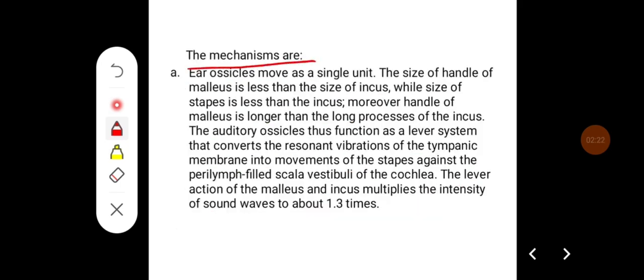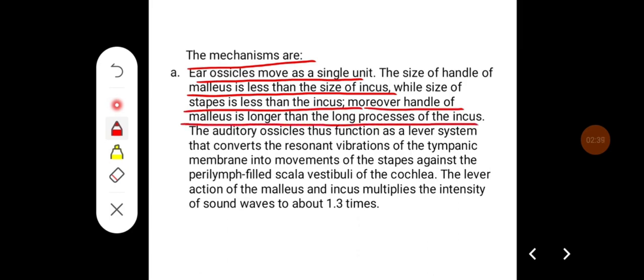The mechanisms are: the ear ossicles move as a single unit. The size of handle of malleus is less than that of the size of incus, while the size of stapes is less than that of incus. And moreover, the handle of the malleus is longer than the long process of incus.